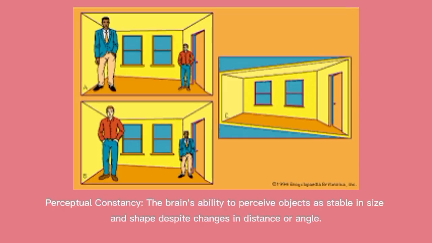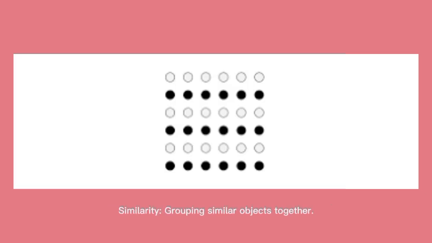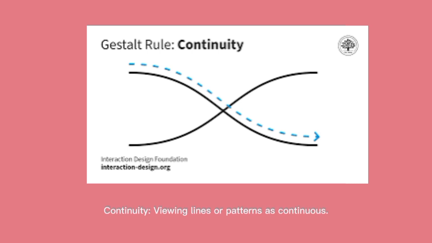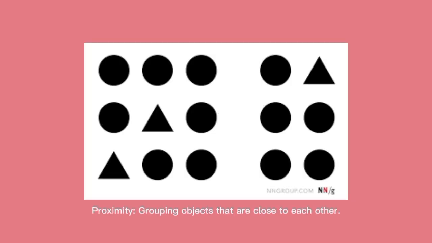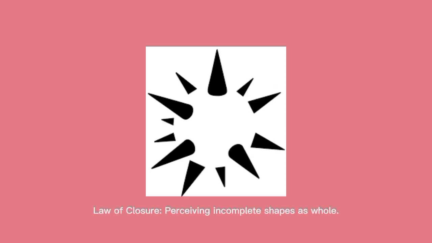5. Perceiving size and shape. Perceptual constancy. The brain's ability to perceive objects as stable in size and shape despite changes in distance or angle. 6. Perceiving patterns and Gestalt principles. Similarity. Grouping similar objects together. Continuity. Viewing lines or patterns as continuous. Proximity. Grouping objects that are close to each other. Law of closure. Perceiving incomplete shapes as whole.